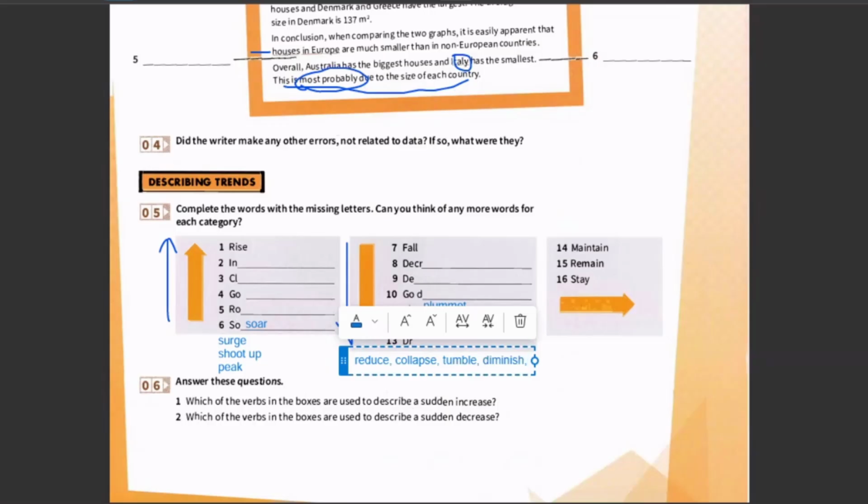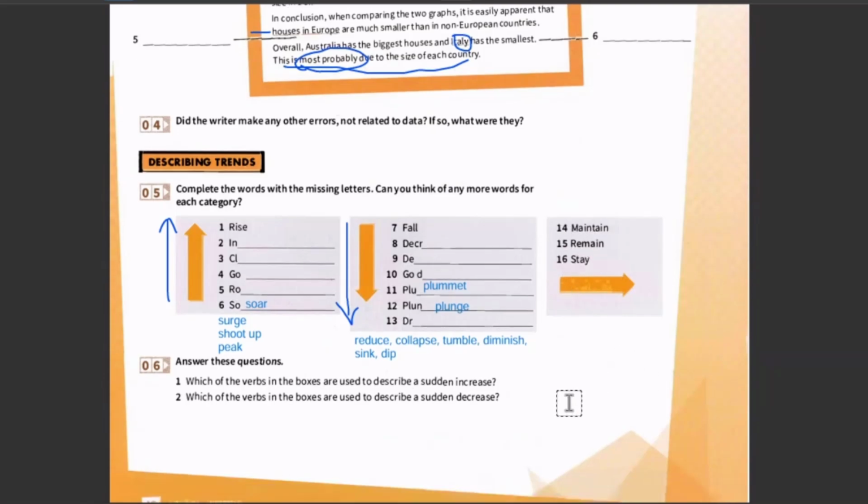Then we have sink, almost the same as diminish as well. And lastly, we have dip. So these are the words that can be used for a fall. Okay. Next is for the constant state. For the constant state, it's not very commonly used, or it's not very common to get these. So that's why we will just keep it to three words for this. Okay.